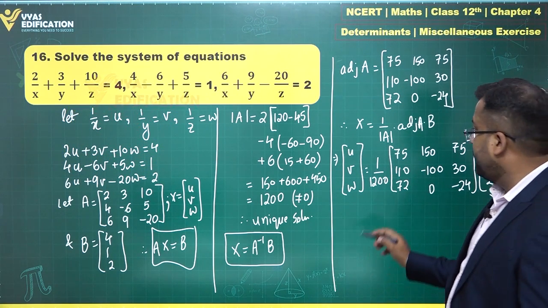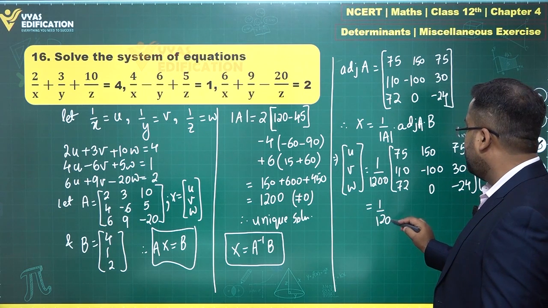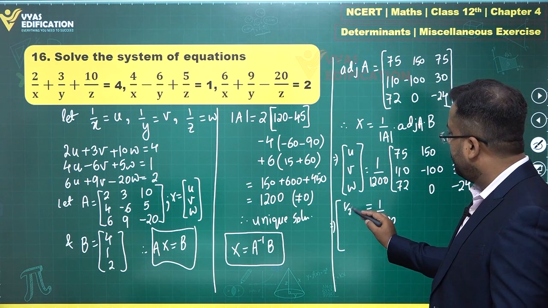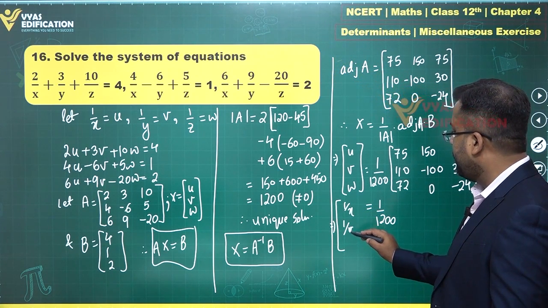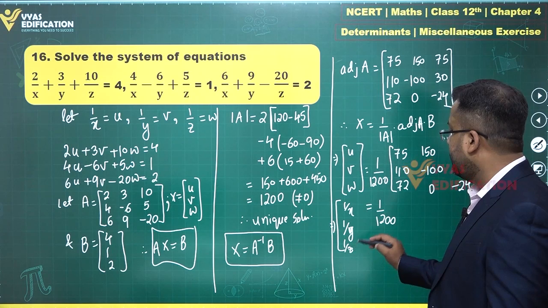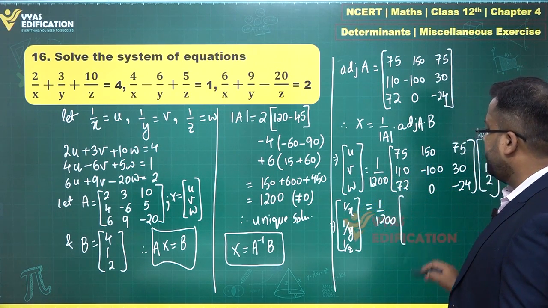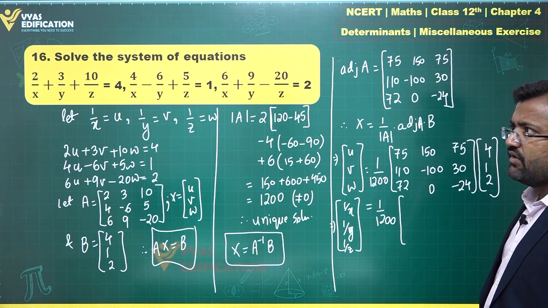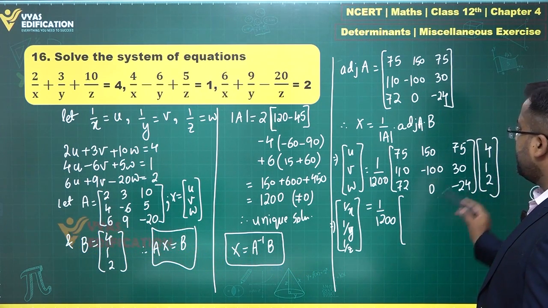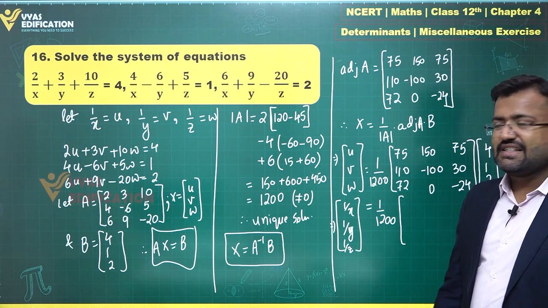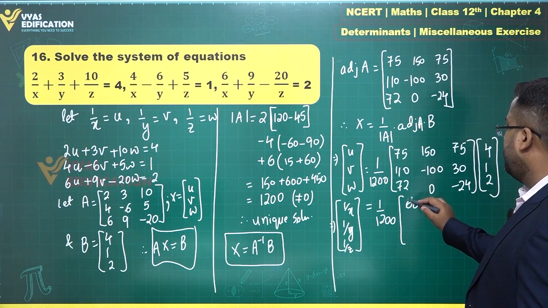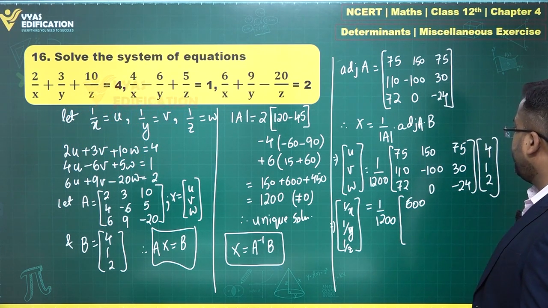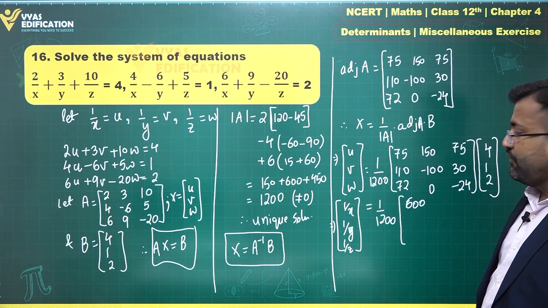Let's multiply them together, and where does that take us? This is 1 upon 1200, and this here is nothing but U is 1 by x, 1 by V, sorry, 1 by y, 1 by z is what I get. This is 1 by 1200, and let's multiply them together. 75 times 4 is 300 plus 50 plus 150 plus 150 is 600, right? Next, you have 440 minus 100 plus 60. 440 minus 100 is 340 plus 60 is 400.